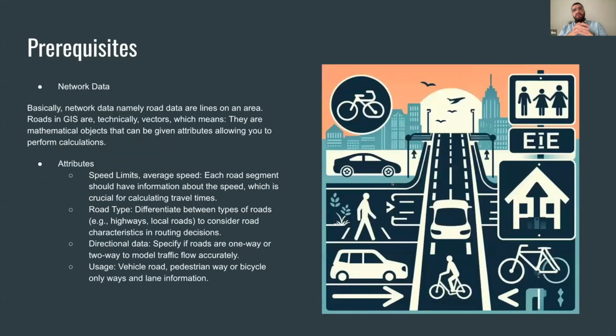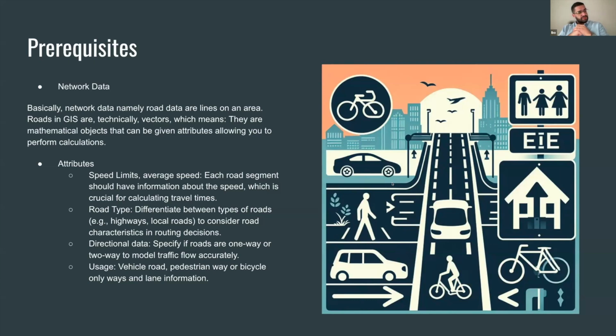So let's start. Maybe you all know, basically network data, namely road data, are lines on an area. It can be a country, it can be a city level. And roads in GIS are technically vectors. That means they're objects and they have to have some attributes. If they don't have any attributes, at least they have some length information, and you can just find the shortest path if you don't have any other kind of information in the road network data. If you have attributes like speed limits and road types and direction data and road usage information, you can calculate some costs.